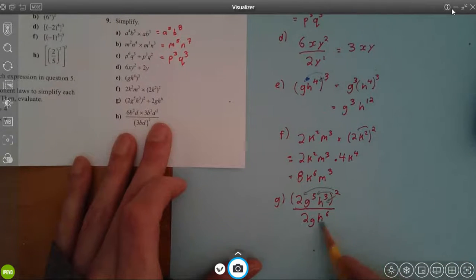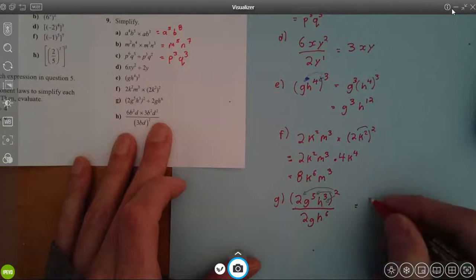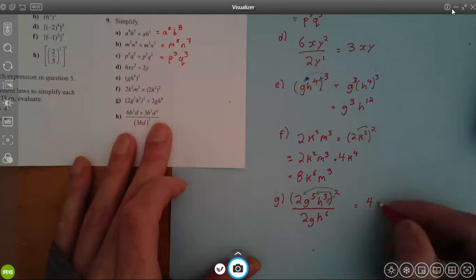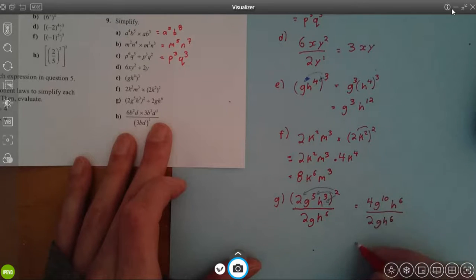But on the bottom, we don't have the brackets. So this 6 exponent is only being applied to what's directly next to it, only applied to the h. So let's simplify the top. 2 squared again is 4. G to the 5 to the power of 2, well, it's power to a power, so I multiply the exponents for g and h. And there's nothing to do yet on the bottom.